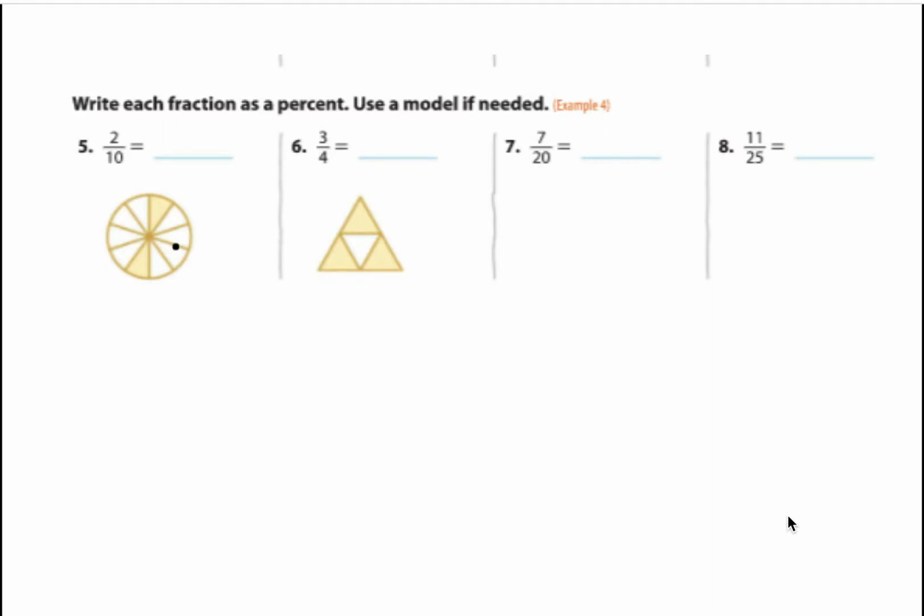We're going to start off with examples that convert fractions to a percent. It says you can use a model if needed, and of course, if you wanted to, you could draw 2 out of 10, and notice here how they drew 10 slices and shaded in 2, but we're not going to do that for this lesson. What we're going to try to do is convert this fraction into a percent, and I want you to remember that the word percent means out of 100, okay? So we're going to create an equivalent fraction out of 100.